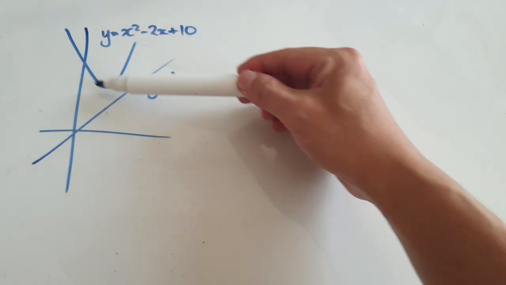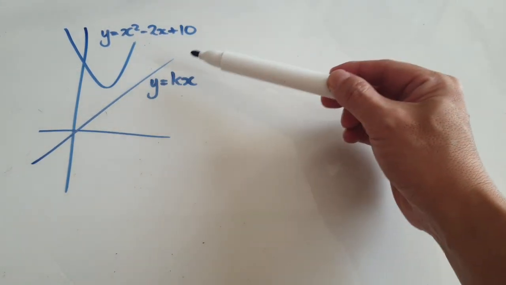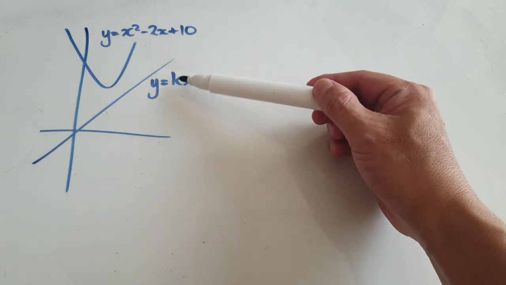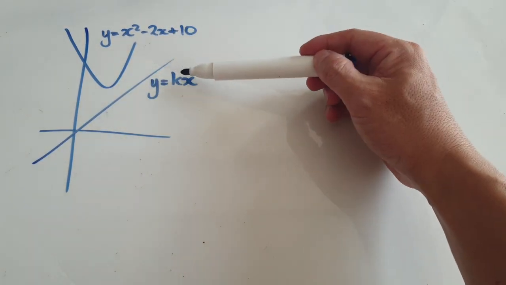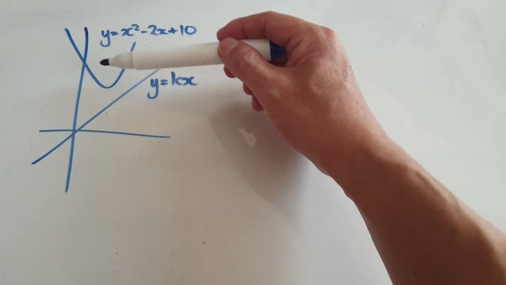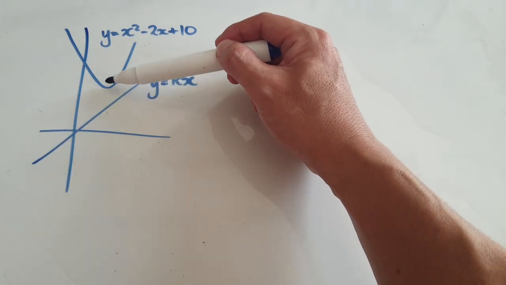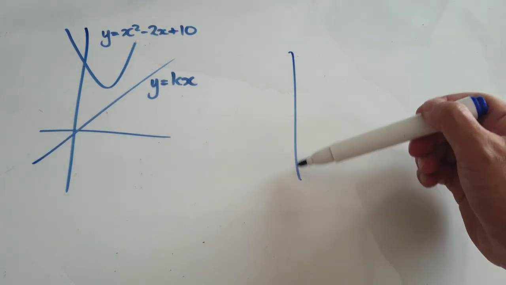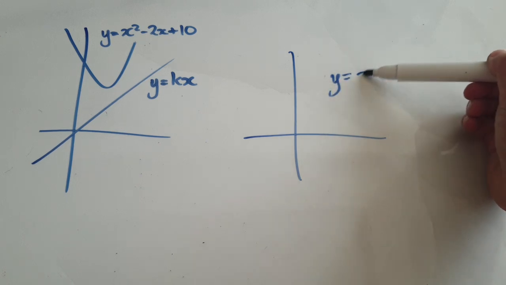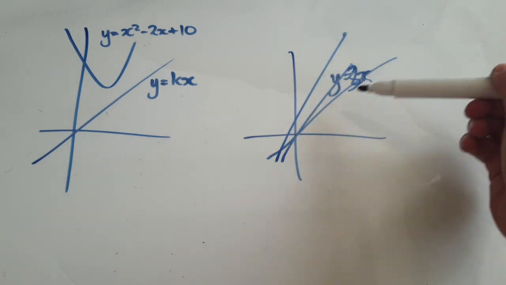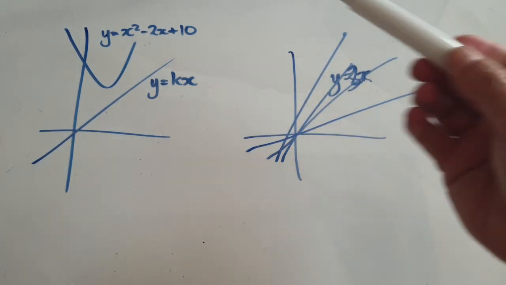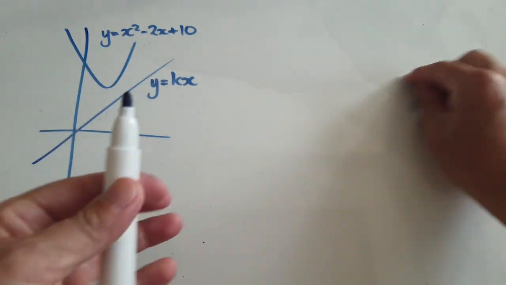Here you've got a quadratic equation, and here you've got y equals kx. So this k allows you to change the steepness of the line. Find k in such a way that the straight line would touch the quadratic only once. Because what's going on is this: y equals x will look like this. If you have 2x, it would be steeper. If you have 3x, it would be steeper. If it's less than 1, it would be shallow. So find a value of k.